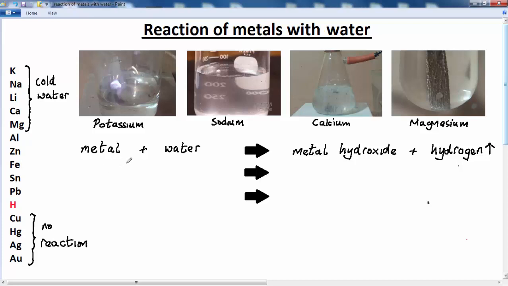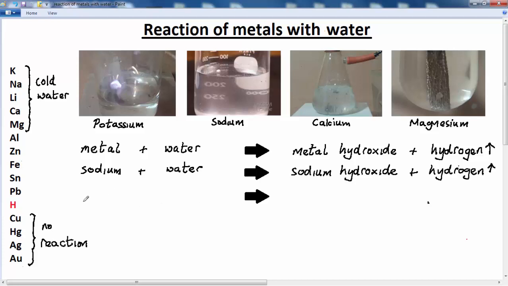Let's just take an example then, for example sodium. So we have sodium plus water gives us sodium hydroxide plus hydrogen again, and then we can write the symbol equation. So we have sodium plus H2O for water gives us sodium hydroxide plus H2 for hydrogen.